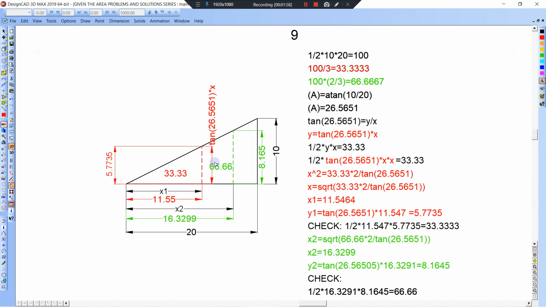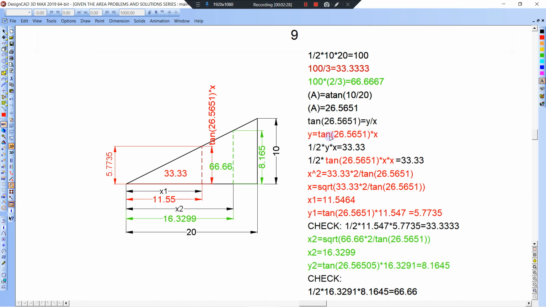So we're going to do the same thing we did before. We're going to find out what's the value of y. The tangent of 26.5651 is y over x. We're going to substitute y with the tangent of 26.5651 times x, like we did before. So that is what y equals.